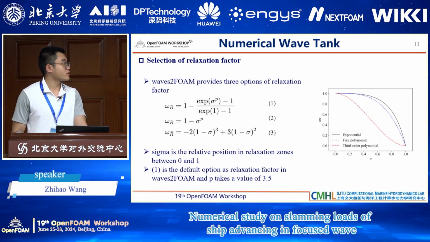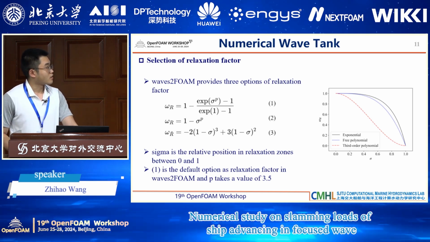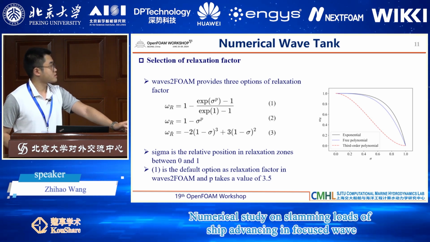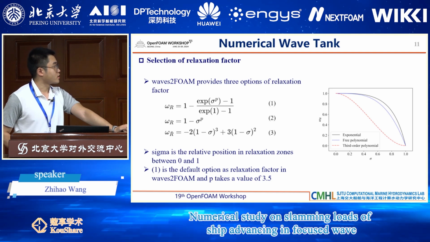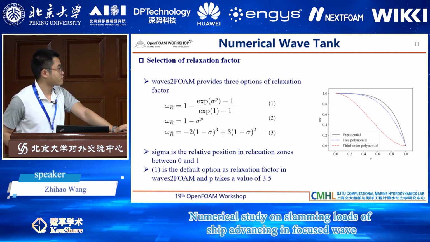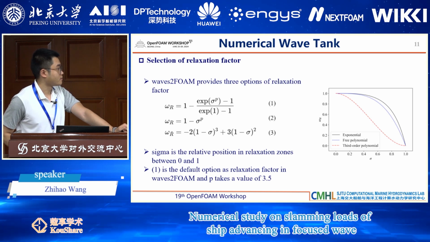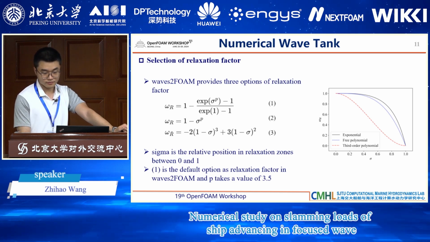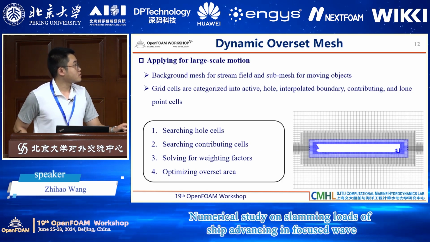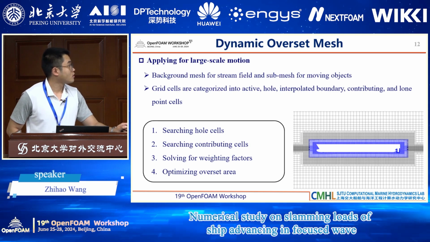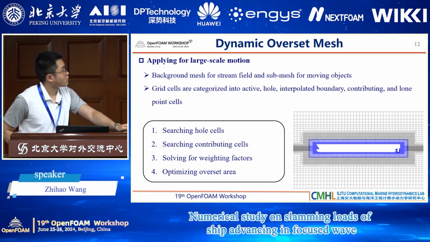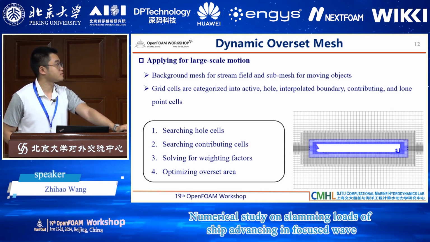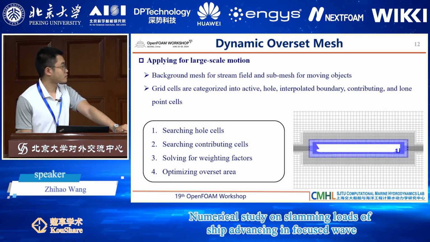Waves2Foam provides 3 options of relaxation factors. The right picture shows the results of these different equations. And equation 1 is the default option as the relaxation factor in waves2Foam, and p takes a value of 3.5. I'm using the dynamic overset mesh for large-scale motion, with a background mesh for the flow field, and the submesh for moving objects.